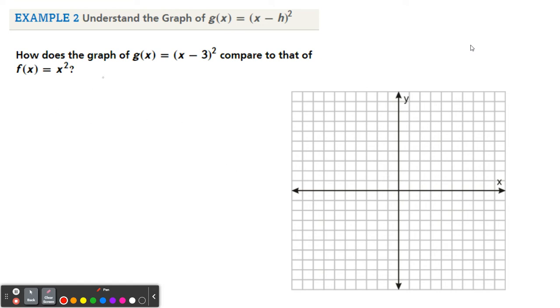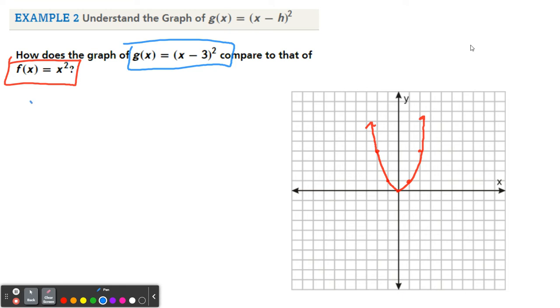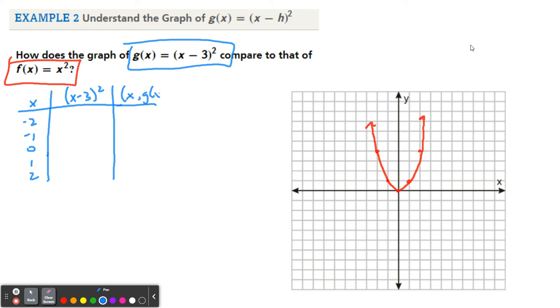All right, so let's again put our general formula on there. So f of x: 0, 0, 1, 1, 2, 4, negative 1, 1, negative 2, 4. Again, until you're blue in the face, it's always good to have a good idea of what that parent function quadratic looks like. Okay, so now let's build our table for g of x. Our x values are going to be negative 2, negative 1, 0, 1, and 2. And our g of x is going to be x minus 3 squared. And then we'll have our ordered pairs, which are x, g of x.